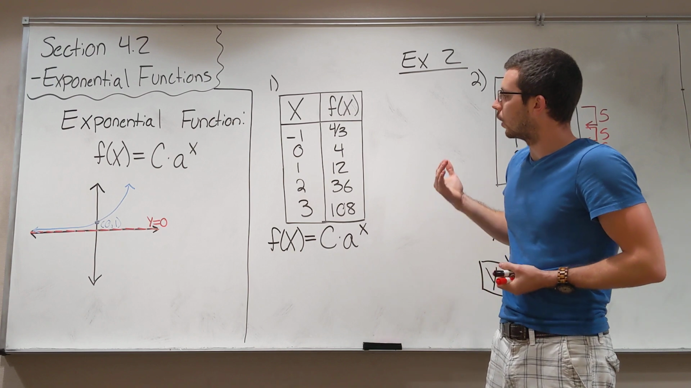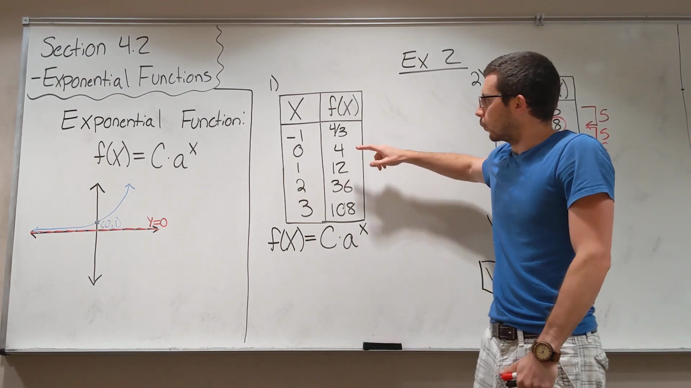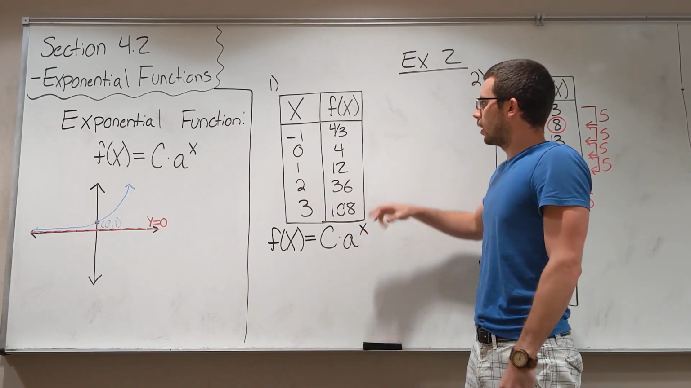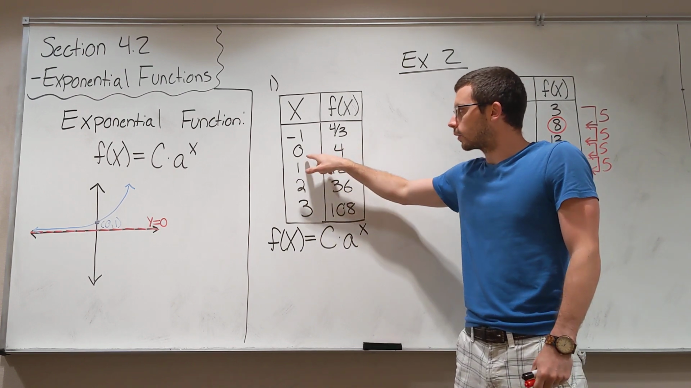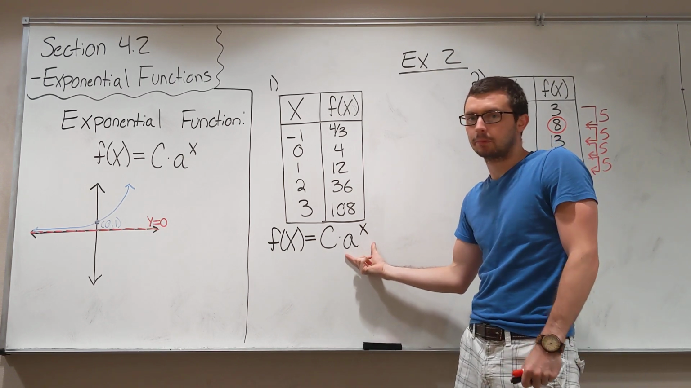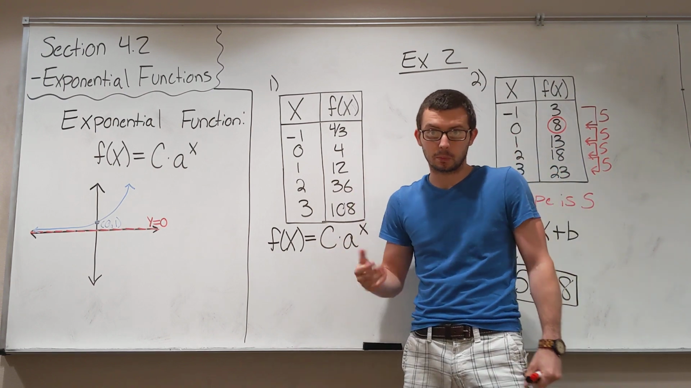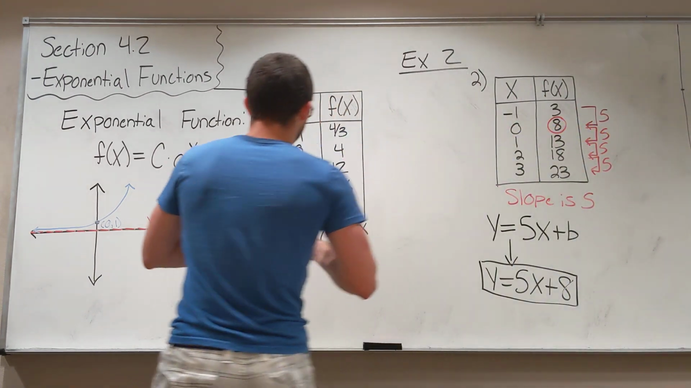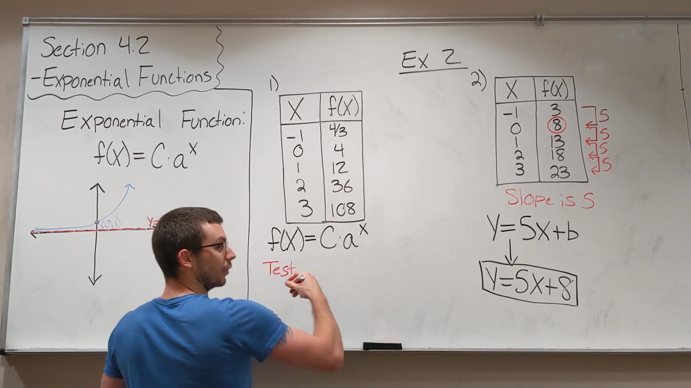The first point I want to utilize is the second row here. The reason is that we have two variables, and if we plug in 0 for x and 4 for y, the 0 for x will help us get rid of the a variable, and we can solve for c. After we solve for c, we can solve for a. So let's do that first. We're going to use test points.